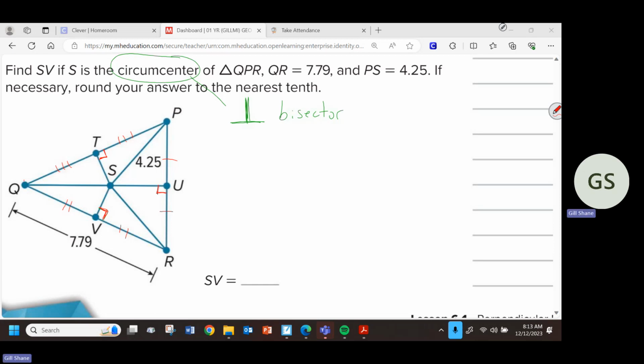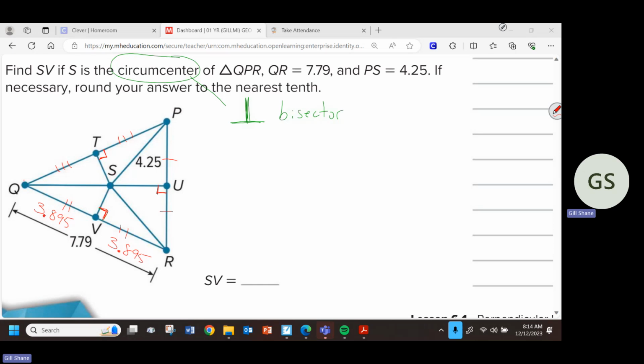So what do we do? 7.79. We split it in half. So we divide this by 2, and that'll give us each of those. So somebody do that for me. What is it? 3.895. So we'd have 3.895 and 3.895. So again, that's piece by piece.